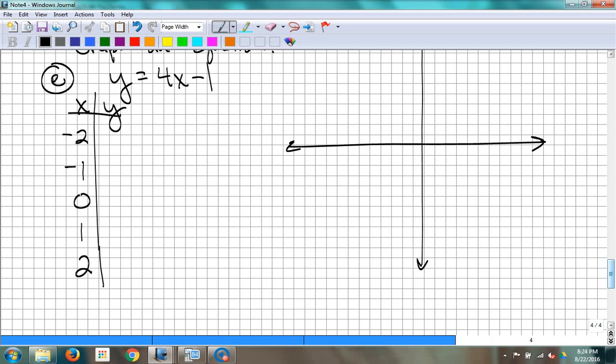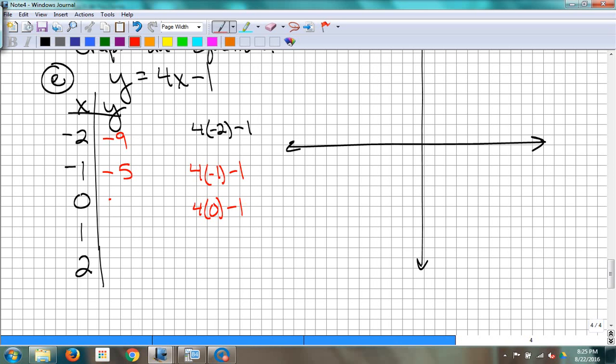And what we need to do is plug those x values into the 4x minus 1. So we're going to do 4 times negative 2 and then subtract 1. So that'd be negative 8 minus 1 would be negative 9. And then I would do 4 times negative 1 minus 1, which would be negative 4 minus 1 is negative 5. Then I'd plug in a 0.